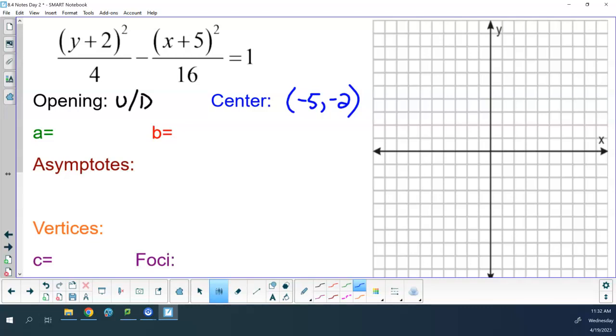What's my a value? My a value is 4, because a is underneath x. Since my center is at 1, 2, 3, 4, 5, 1, 2, right there, I'm going to go left and right 4. What's my b value? 2. I'm going to go up and down 2.